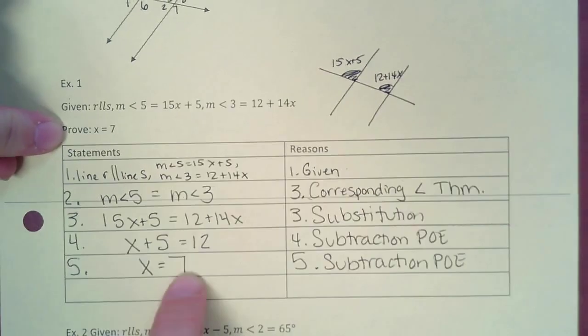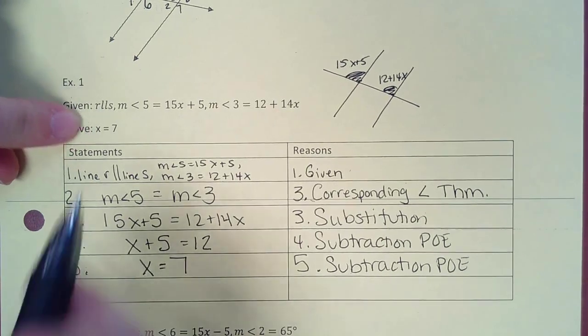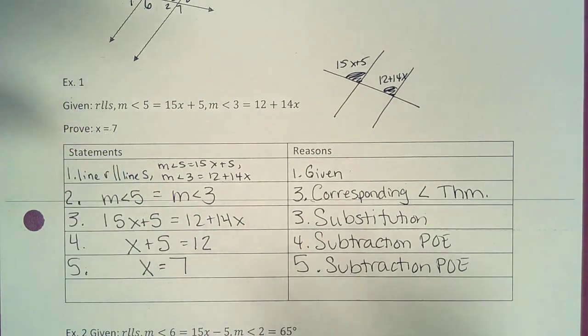My last step now matches my proof exactly. x equals 7, x equals 7. I know I'm done.